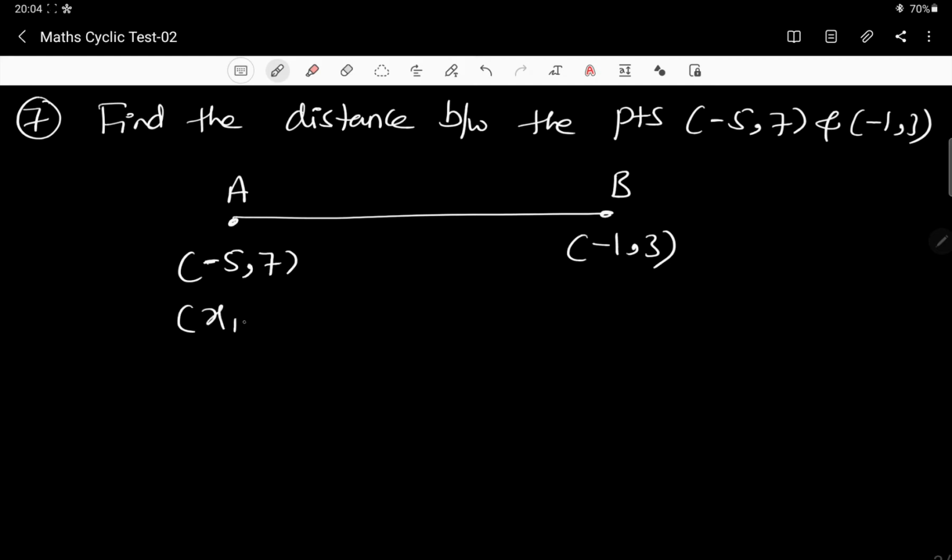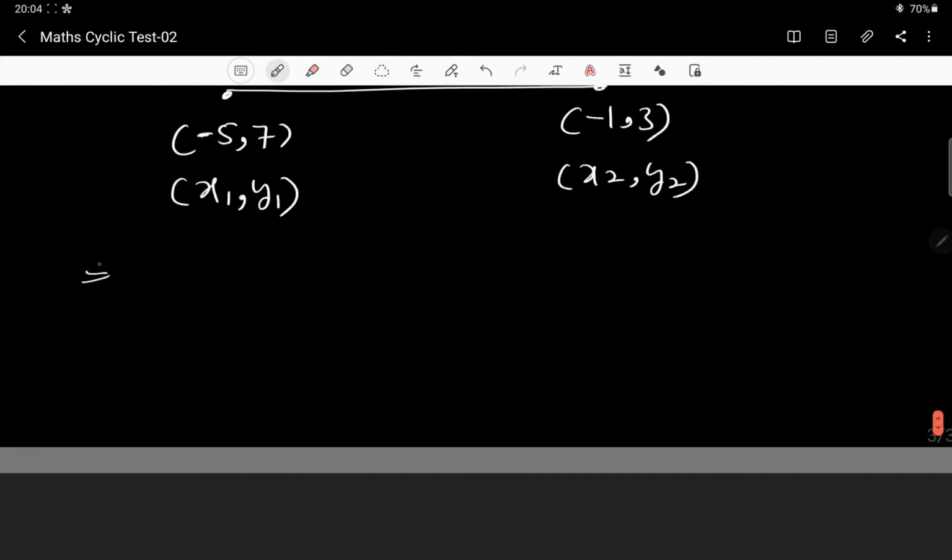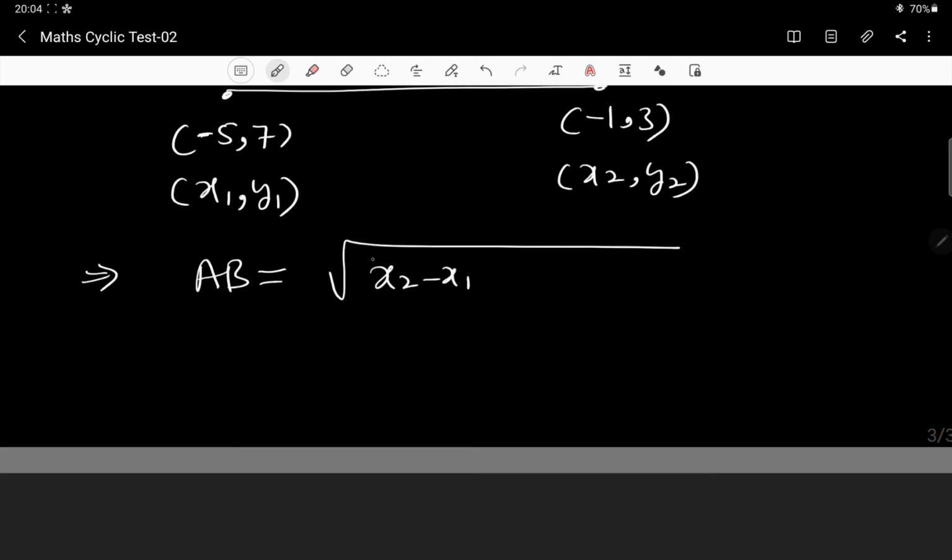Let me call it as x1 comma y1, and this point is x2 comma y2. You have to be careful while solving this because of the minus signs. AB is equal to, the formula is, under root (x2 minus x1) whole square plus (y2 minus y1) whole square.